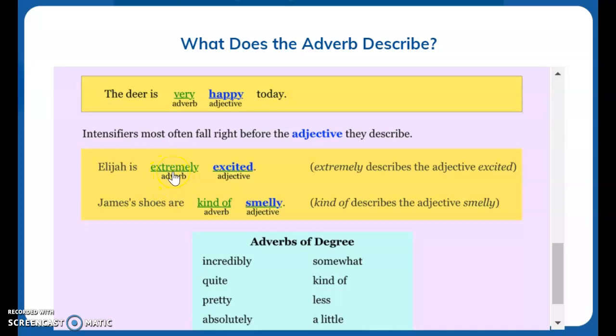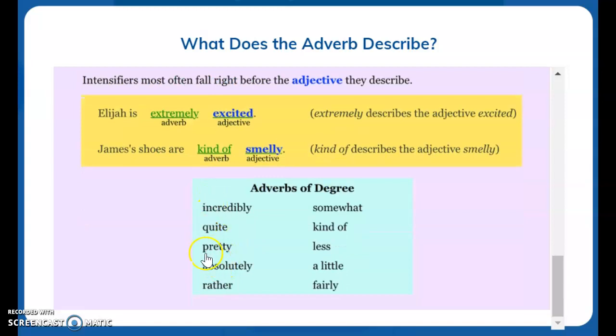We could say he's kind of excited, and kind of together is an adverb, those two words used together. We could say he's slightly excited. We could say he's not excited, right? Not is an adverb. So when it tells us to what degree, just how excited is he, just how happy is he, right? Or this one too, James' shoes are kind of smelly, right? Smelly is the adjective that describes shoes. To find the adverb, you have to find the word that's describing the adjective, smelly. How smelly are they? Well, they're kind of smelly. So let's be grateful they're not extremely smelly, right?